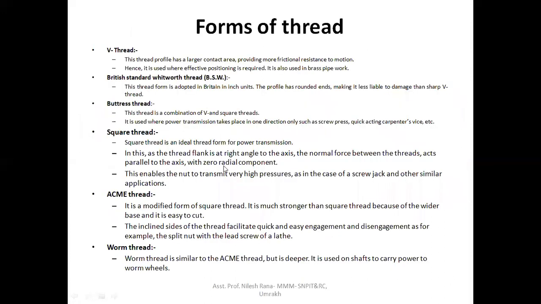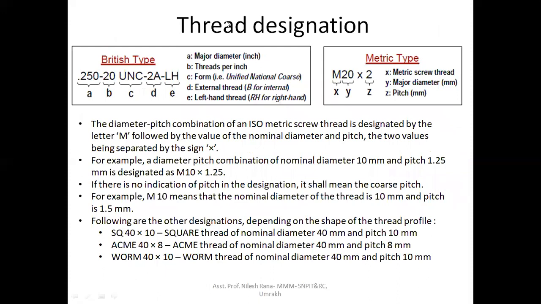Okay, so here there is a definition of the V thread, standard Whitworth thread, buttress thread, square thread, Acme thread, and worm thread. Okay, and this is the thread designation, right? So there are mainly two designations in the standard form. This is the British type designation, and that one is the metric type designation.